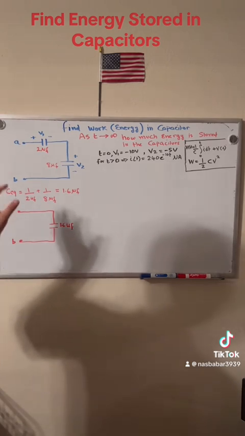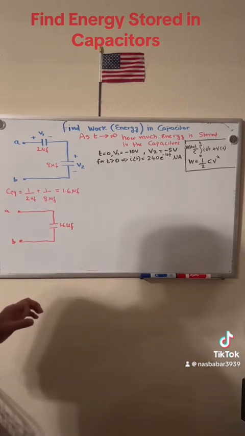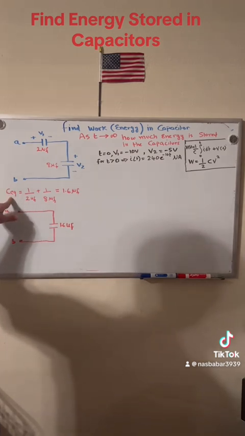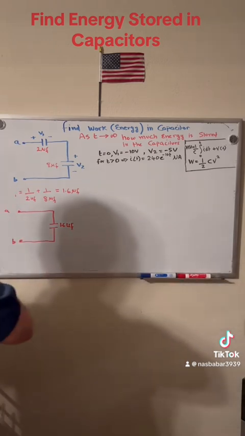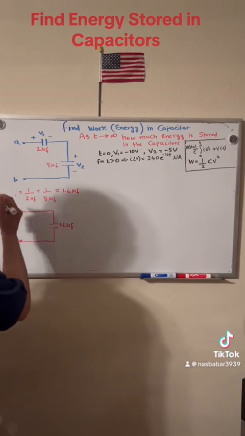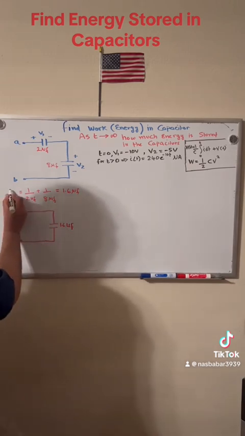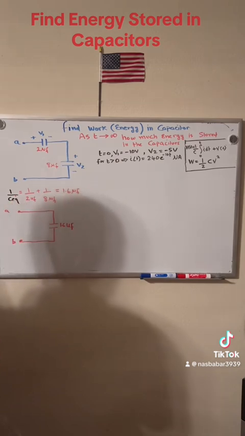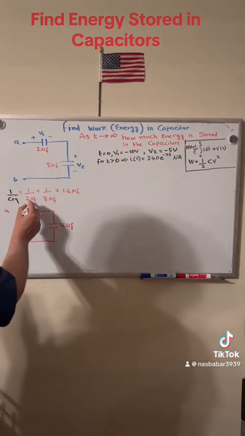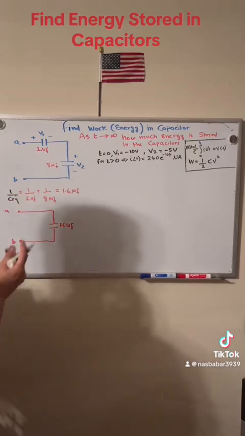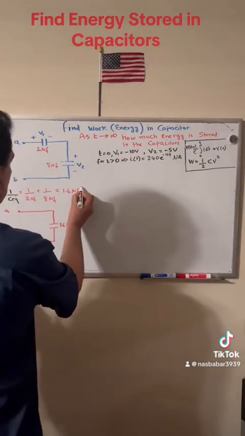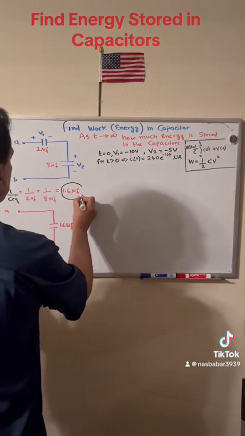Okay. So then what we do, if you recall from our last lecture, is we can find the C equivalent. I showed you we can find C equivalent like this: 1 over C equivalent is equal to 1 over 2 microfarad plus 1 over 8 microfarad, and when you solve this you get 1.6 microfarad.